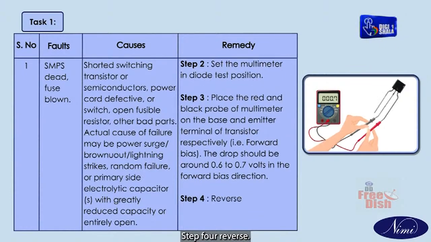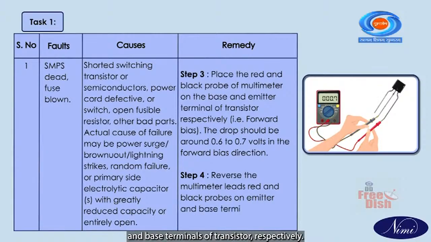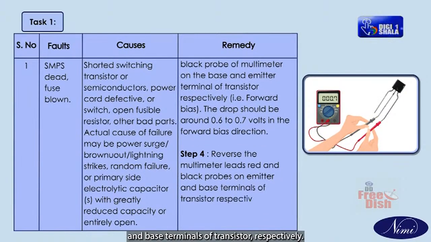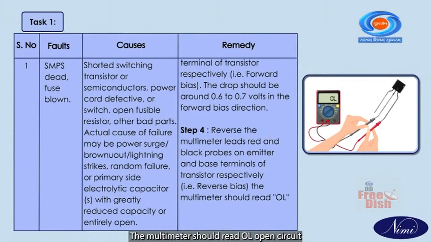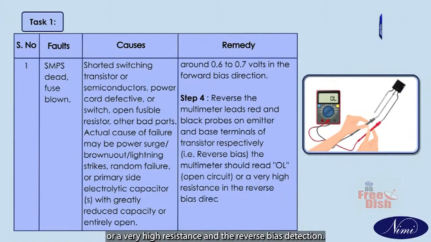Step 4. Reverse the multimeter leads, red and black probes on emitter and base terminals of transistor respectively, that is, reverse bias. The multimeter should read OL, open circuit, or a very high resistance in the reverse bias direction.